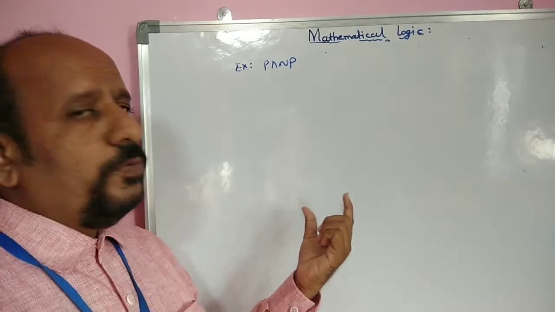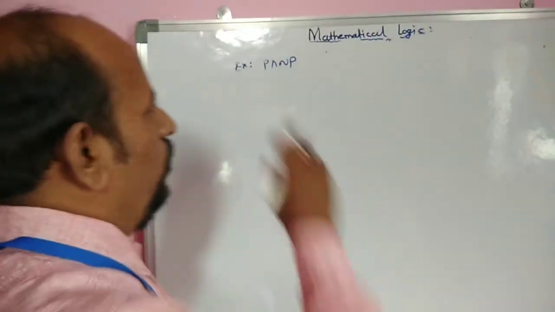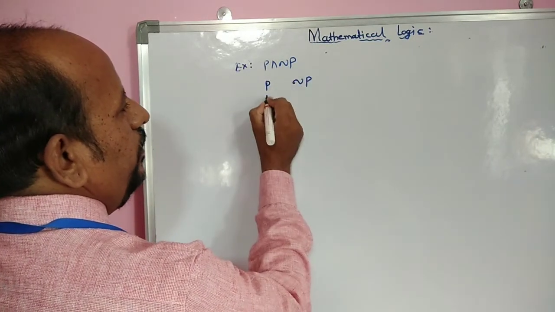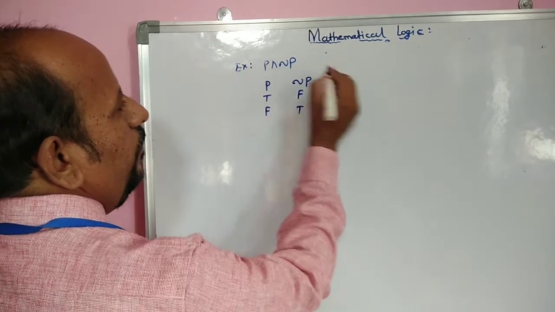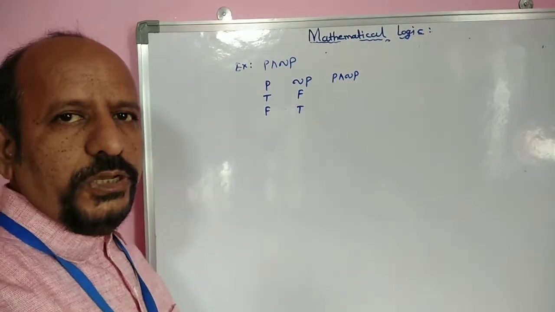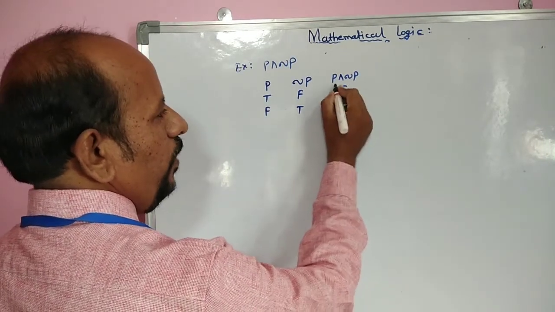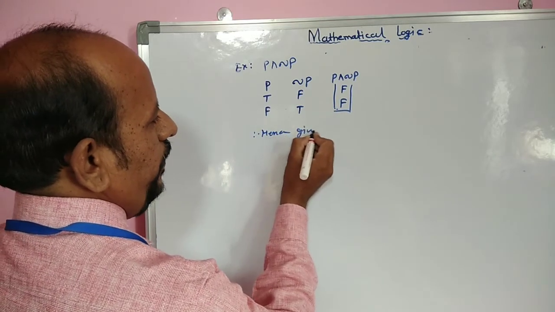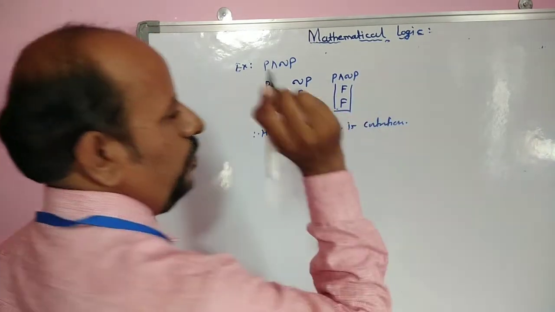Now we see the example of contradiction. We know that contradiction means all the values are F in the last column. We draw the truth table of the given statement pattern: P, negation P, T, F, F, T, then P and negation P. We know that in a conjunction, if both the statements are true, then it is true, otherwise it is false. Therefore all values are F, hence the given statement pattern is a contradiction.